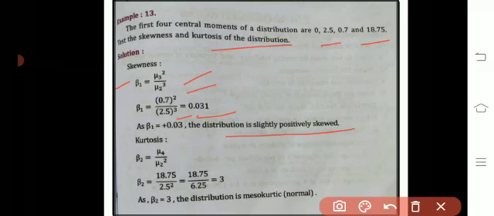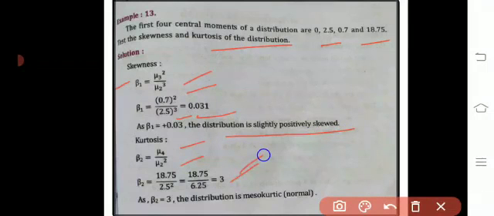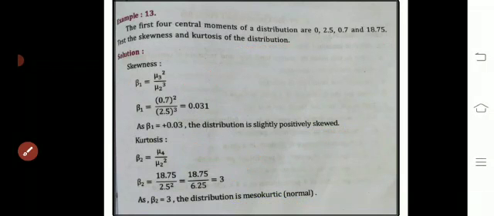Then we will check kurtosis. That is, beta 2 is the measure of kurtosis and it is equal to mu4 divided by mu2 square. Here mu4 is 18.75 divided by mu2 square, which is 2.5 square. After simplification you will get 3. And we have seen that if beta 2 is equal to 3, the distribution is mesokurtic. It is a normal distribution. Now here some examples are there. You can practice, you can solve these examples at home.